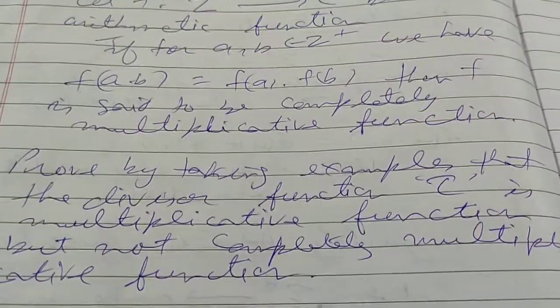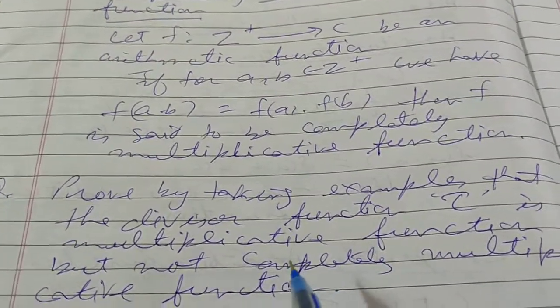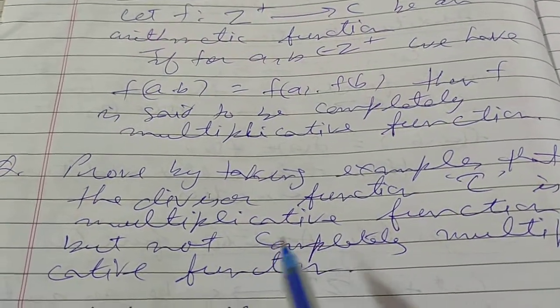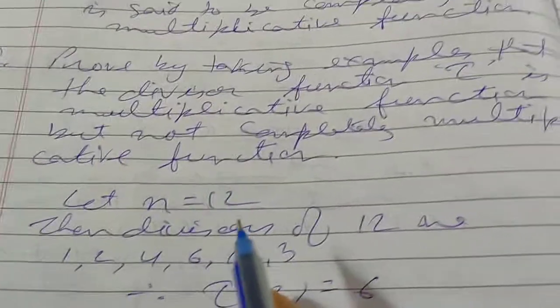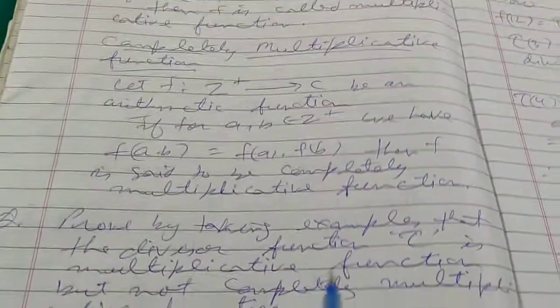Now let us take one example. Suppose we already have gone through the arithmetic function tau. We know what the function tau is. Tau is defined as the number of divisors of n. So let us check this with 12. We'll check whether tau is a multiplicative function or a completely multiplicative function.